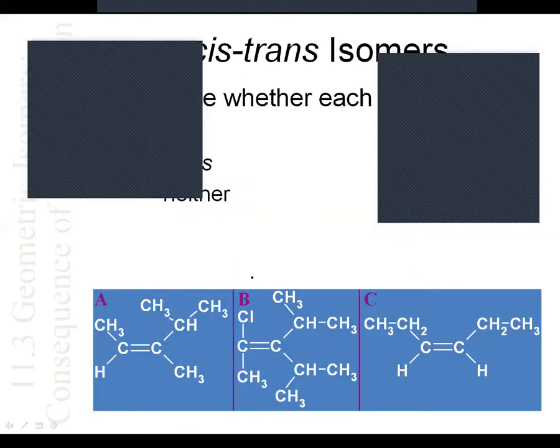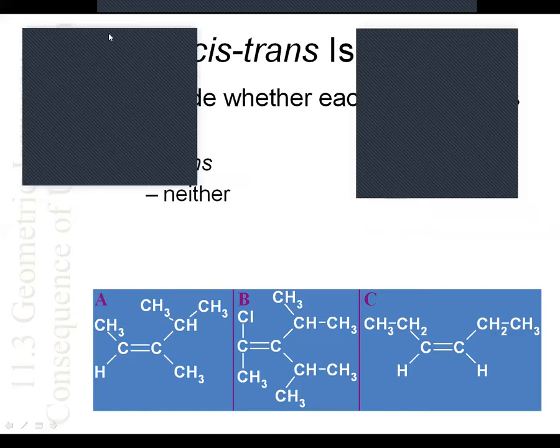So let's take a look at each of these, and why don't you take a minute and decide, are A, B, and C, the pictures that are down there, a cis isomer? Are they a trans isomer? Are they neither? So take a minute or two and see if you could correctly identify these guys as either cis, trans, or again, neither.